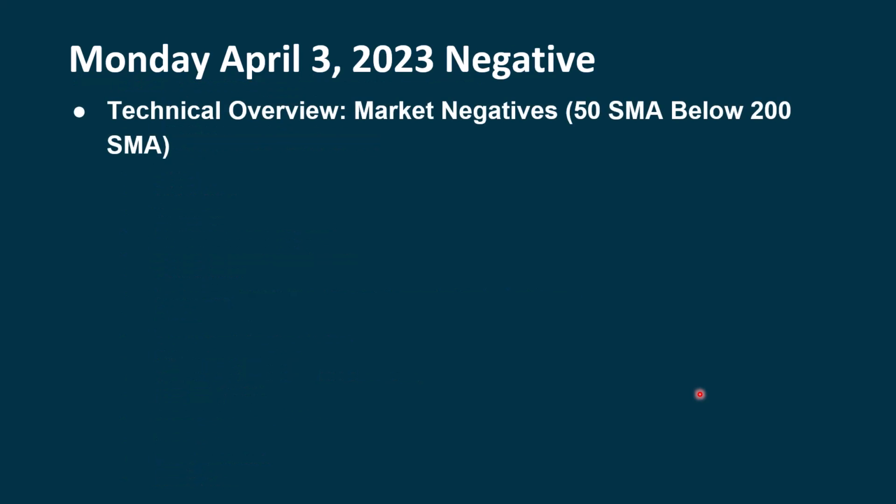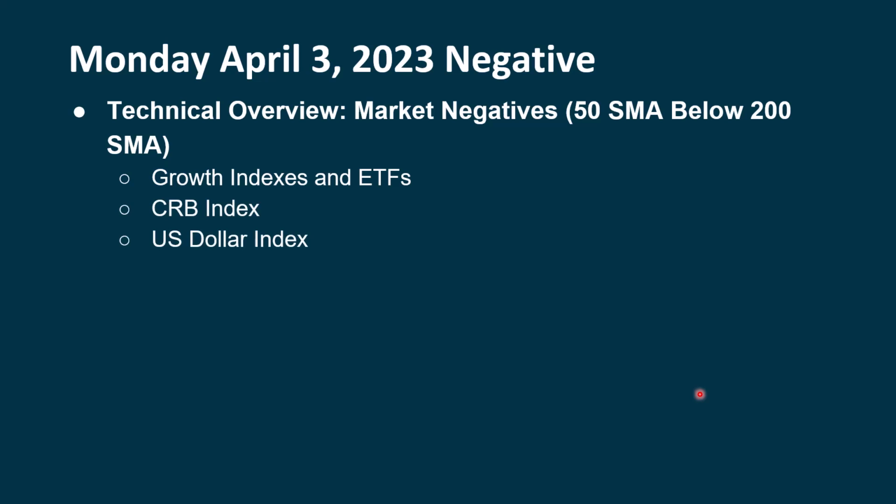What is negative? When the 50-period simple moving average is below the 200-day simple moving average. Growth, even though it's showing improvement, is still negative. The CRB index is negative, the dollar is negative, and ARK continues to be negative.